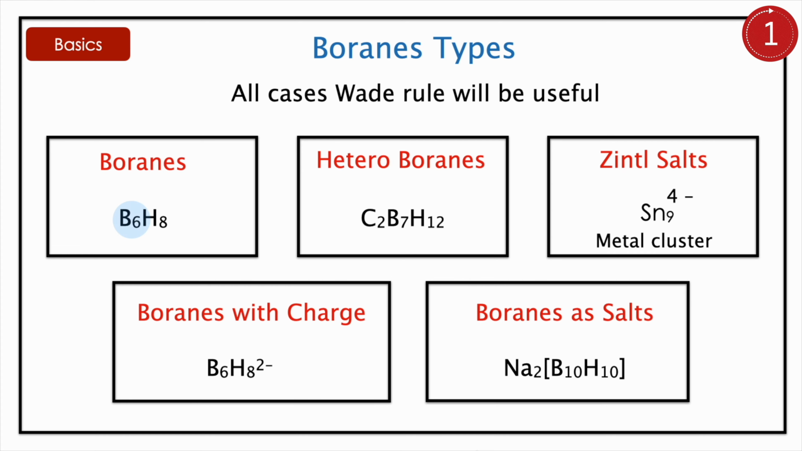Before getting to that, you have to know what are all the borane types. This Wade's rule helps you to find all types of boranes: simple borane, heteroboranes, Zintl salts, borane with charges, borane as salts. Mainly we are going to see boranes and simple charged and salt compounds.